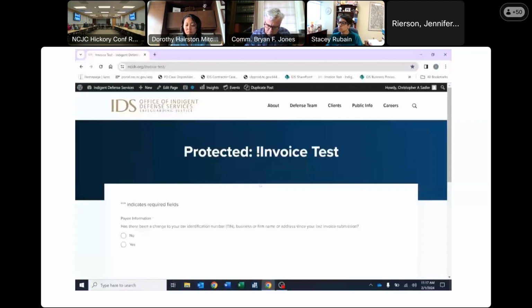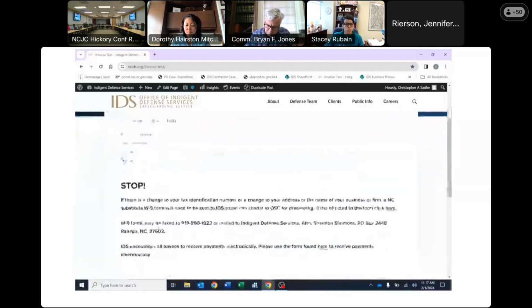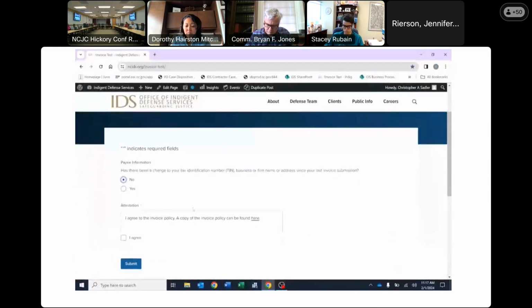Payee information is maintained by the NC Office of State Controller. No payee information such as tax ID number is shared, transmitted, or stored using OASIS. If any firm or payee information has changed, attorneys are advised how to provide the updated information to the Office of State Controller. If there are no changes, attorneys select No and move to the attestation reminder button.